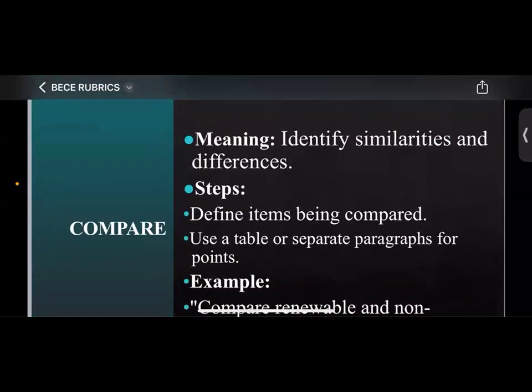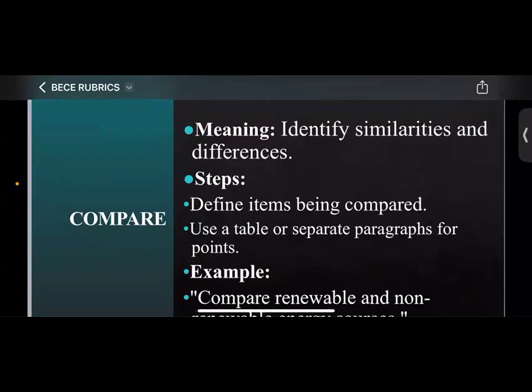Compare. So with compare, you identify similarities and differences. When you're asked to compare, you're identifying similarities and then differences. So for the steps, define items being compared. You can use a table, especially in social studies and science. It is expected of you, in most cases, to put it in a tabular form or tabulate it, where it becomes very, very simple.